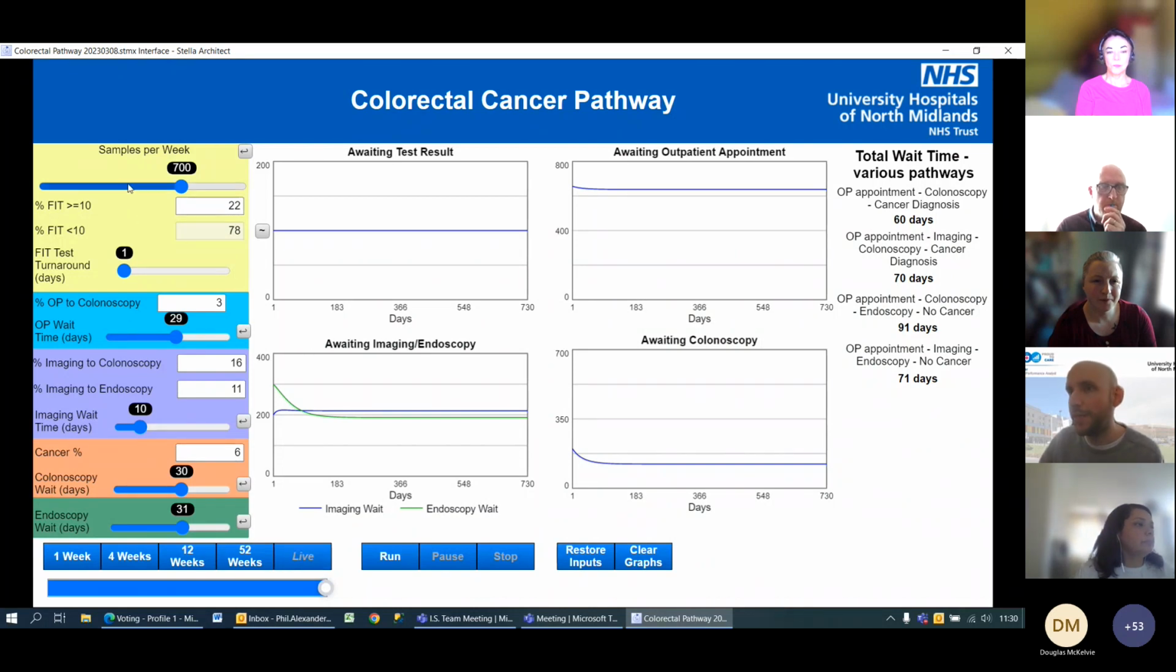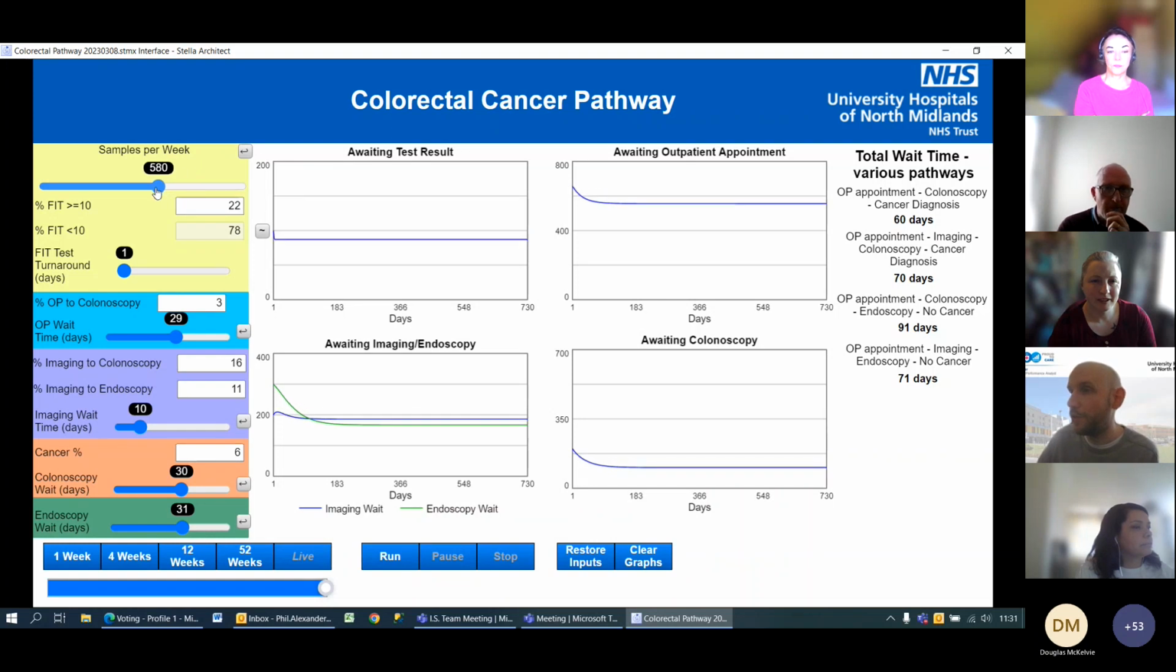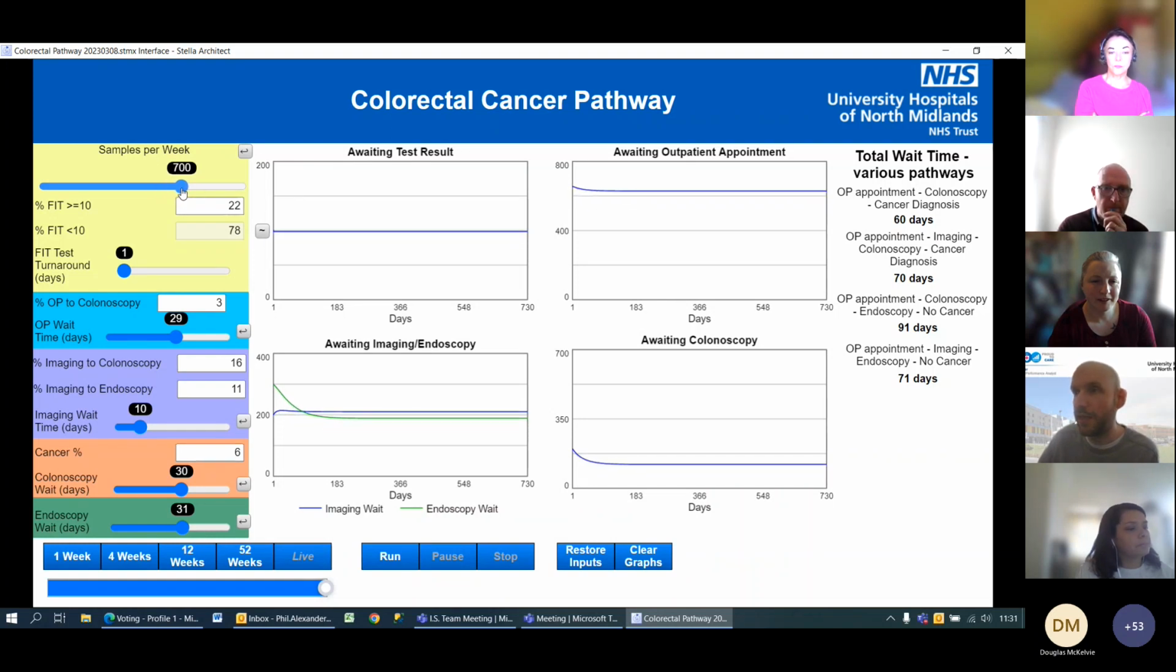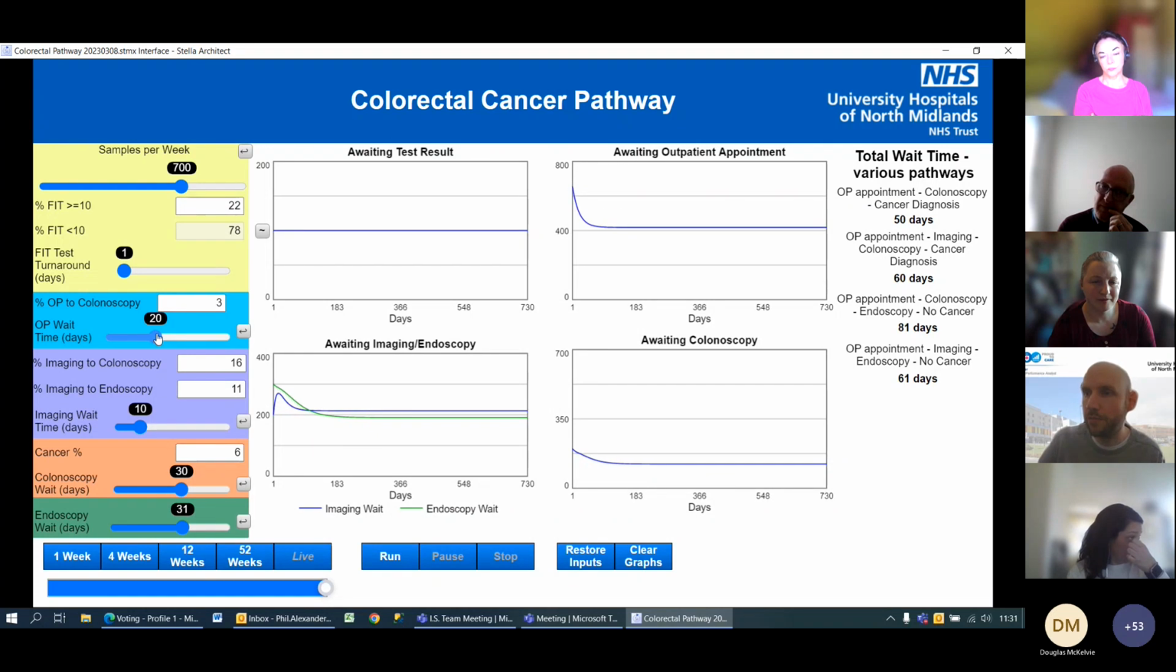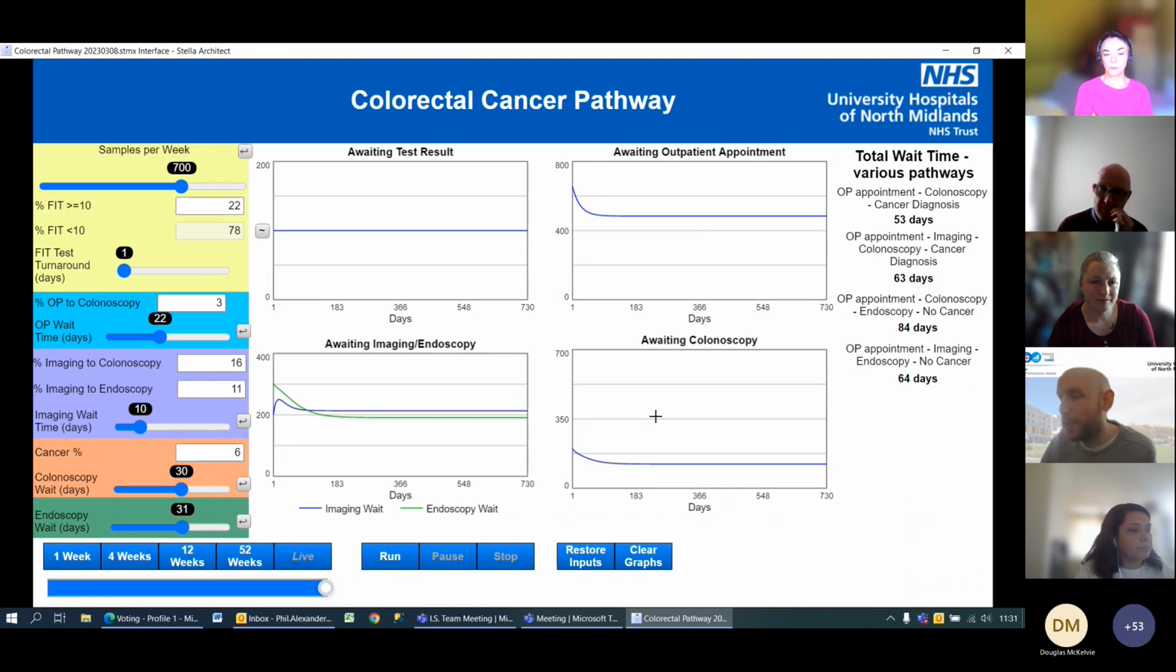So it's running on its default values at the moment, but using the interface, you are able to tweak these values, and you can actually see how it affects the various charts. So, what would happen if we were to improve our waiting times for outpatients, and you can see what the results are, both in the outpatient waiting and also further down the line in the colonoscopy waits and so on.